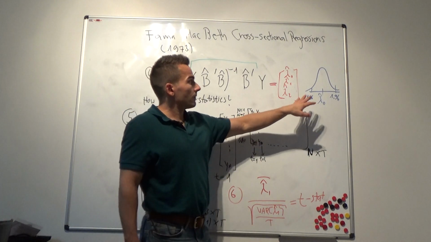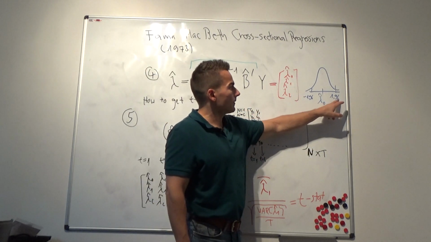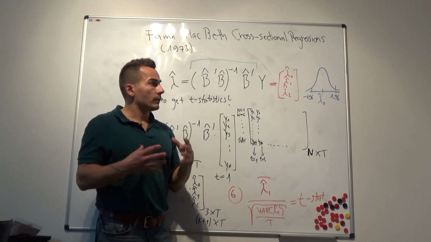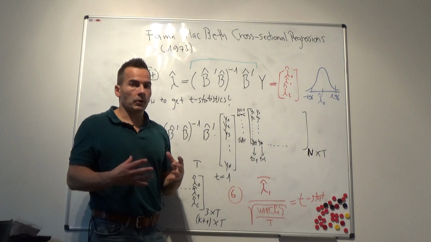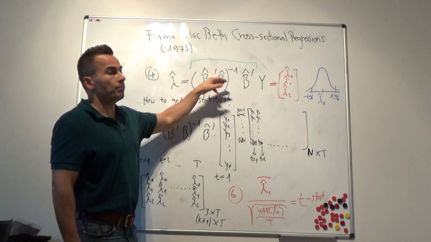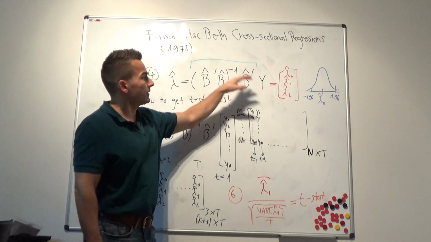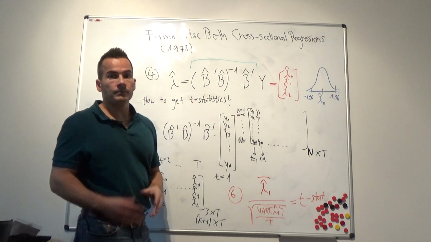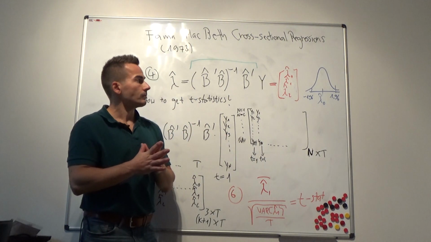So if it's larger than zero, so positive, and the t statistic is larger than 1.96, we would conclude the size risk factor is priced in the cross-section of expected returns, because the variation in the size beta explains significantly the cross-section of expected returns. And in the same way, it would be for the value factor, okay?